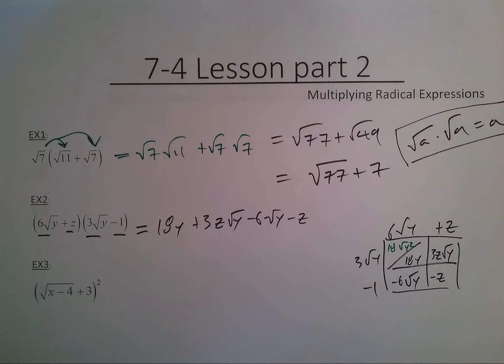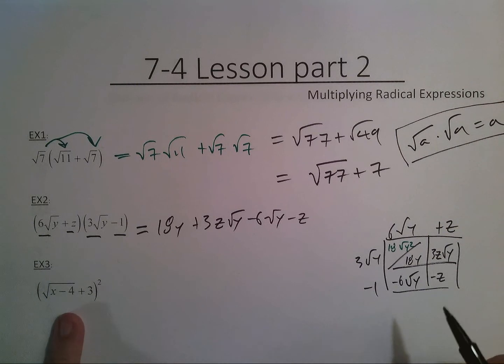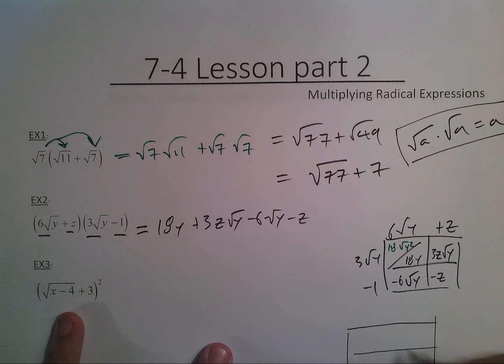Now, the last one, the square root of x minus 4, plus 3, squared. I chose this one because it's really common. This one comes up a lot, especially in the next sections, 7.5 and 7.6, when we start solving radicals. So here, again, I'm going to use the box method because it's the easiest thing to use.